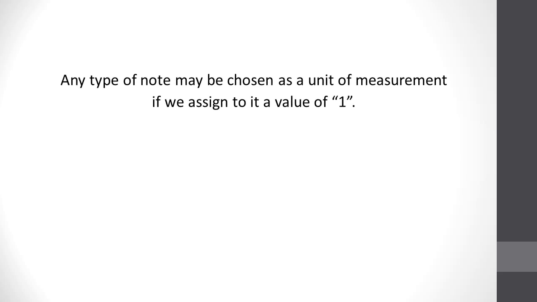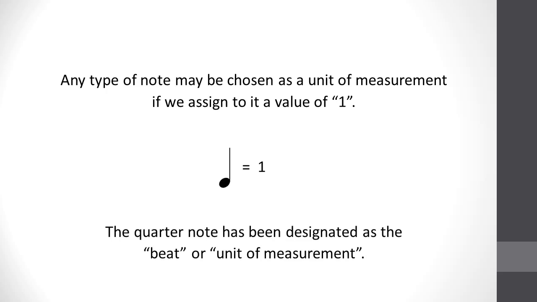Any type of note may be chosen as the unit of measurement if we assign to it a value of 1. In this lesson, we will be studying what happens when we assign a value of 1 to the quarter note. By assigning a value of 1 to the quarter note, it has been designated as the beat, or the unit of measurement, by which we will measure the duration of all other notes. Let's look at some examples.